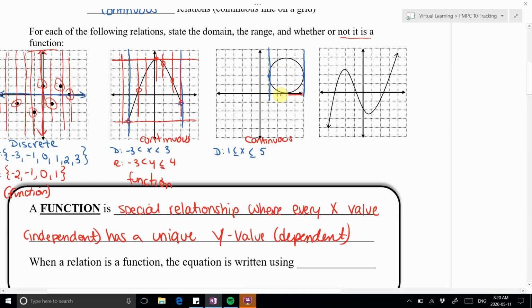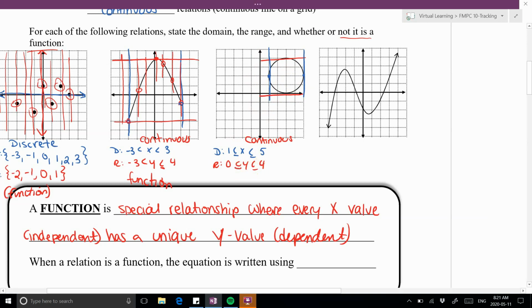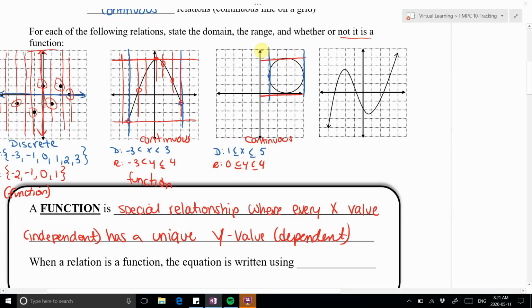For my range, starting at the bottom, and as I move up, these are all possible until I get to the top. So for my range, I went from 0 all the way up to 4. And once again, solid lines are part of my graph. Now I'm going to do a vertical line test here and see. So I've got one line there.